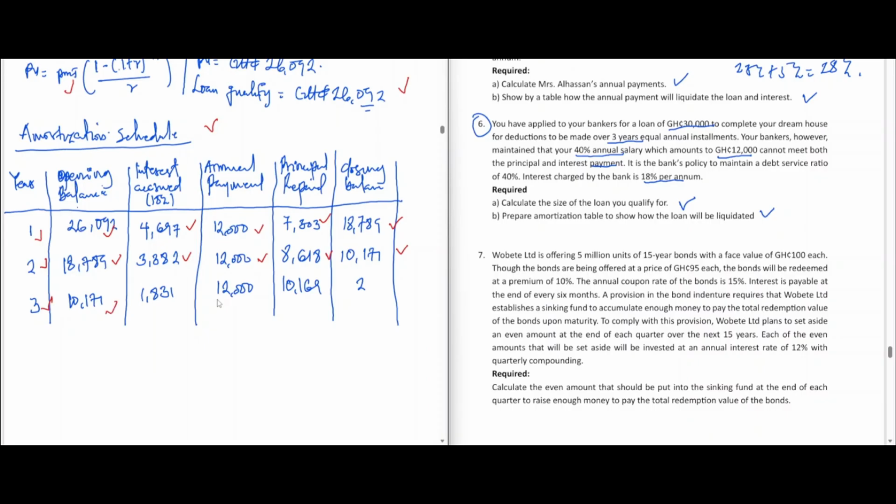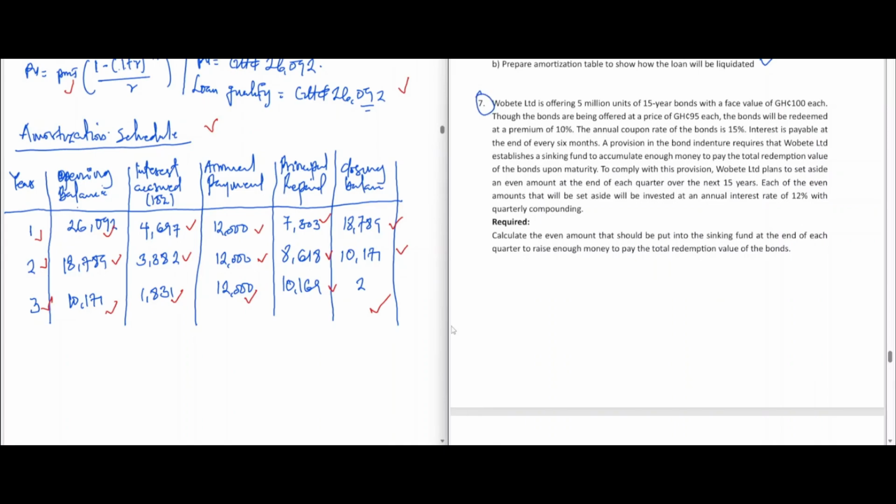When we calculate interest on it, we'll now get 1,831. Then our annual payment of 12,000. So our principal prepaid will now be 12,000 minus 1,831, which gives 10,169. So when we take this principal prepaid from the opening balance, we'll get a balance of 2, which is insignificant. So that means that within 3 years, we can pay the loan of 26,092 Ghana cedis. So let's look at question 7.